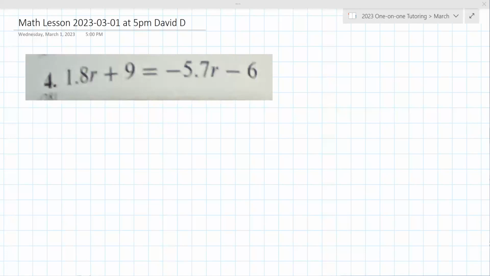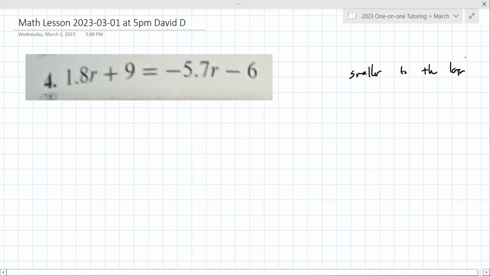So the main thing here is you want to move smaller to the larger. This is sometimes unclear, but the smaller is the one that's more negative. So this is minus 5.7 R. So you're going to add 5.7 R to both sides.